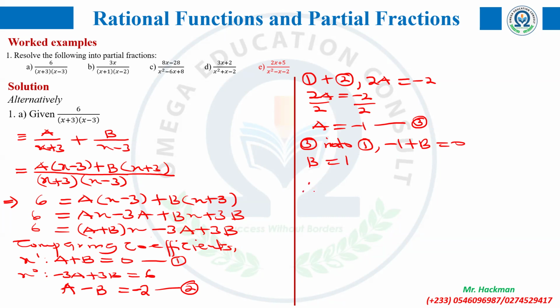So now, therefore, my 6 over (x plus 3) times (x minus 3) resolves into a, b. This time around, my a is negative, my b is positive, so I'll start with the b first. So b is 1 over (x minus 3), then minus 1 over (x plus 3). All correct, my professors? Yes. Is my point well made, my professors? Yes, please. Okay, very good.